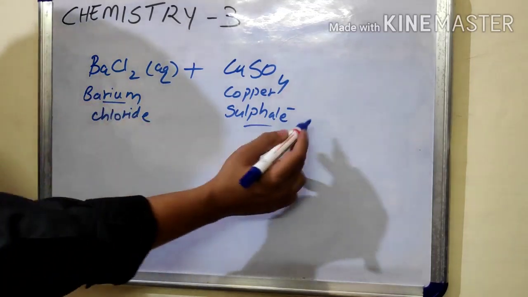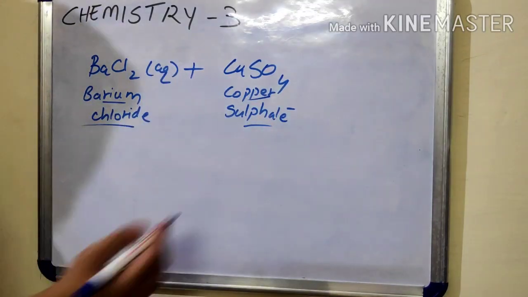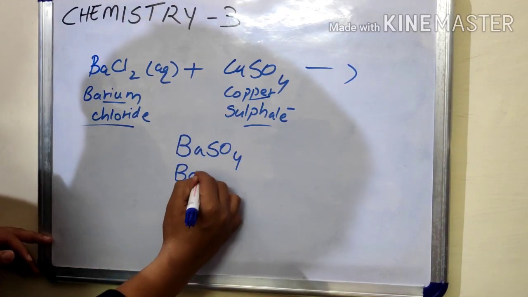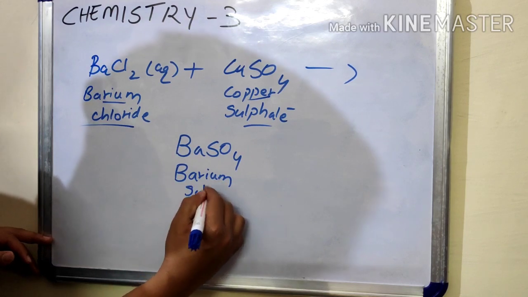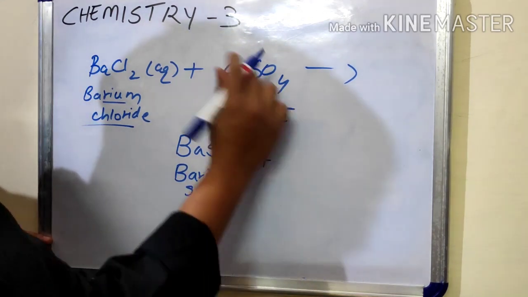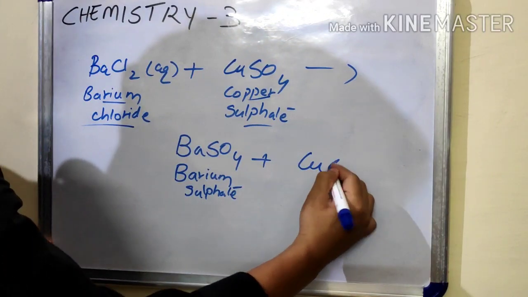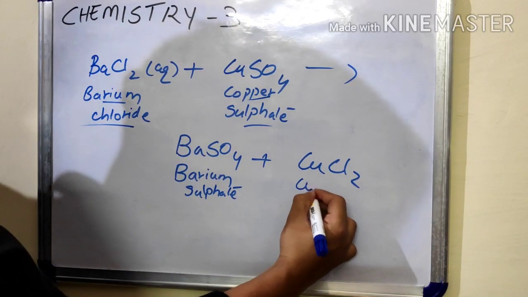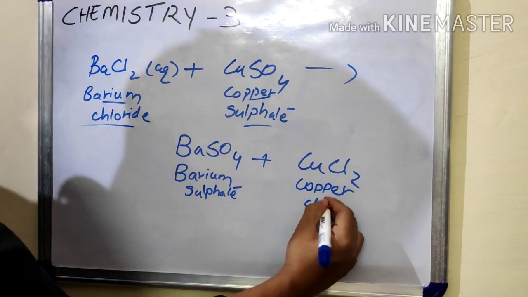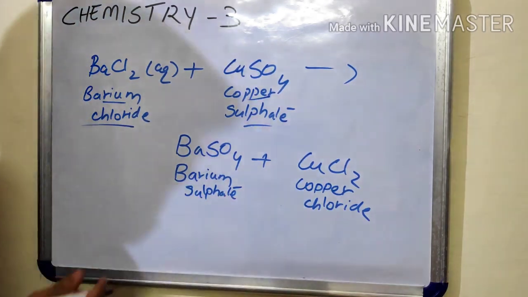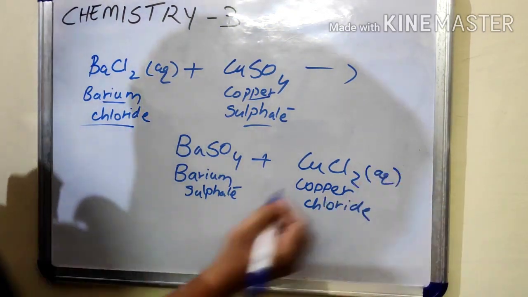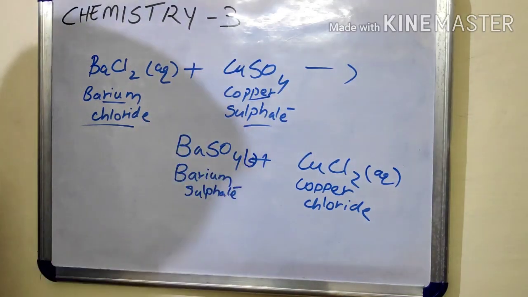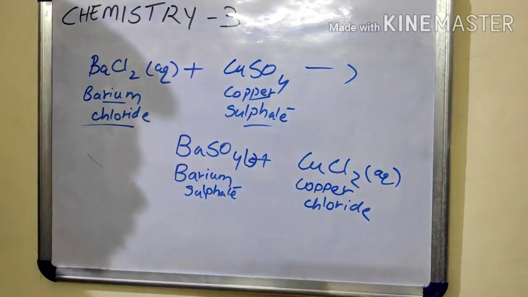What will you get? Barium sulfate, and you will get copper chloride. So you got barium sulfate plus copper chloride, CuCl2, Cu2 plus and Cl minus. So now copper chloride is existing as aqueous solution and barium sulfate is existing as the solid PPT. So this reaction is also an example of precipitation.